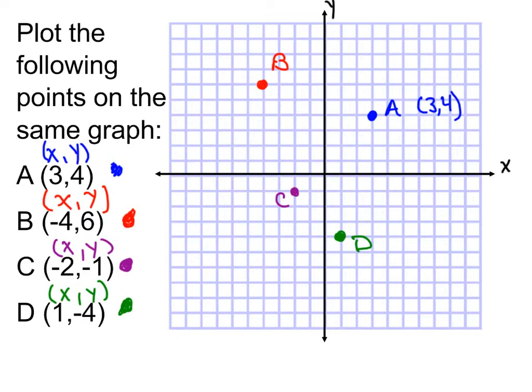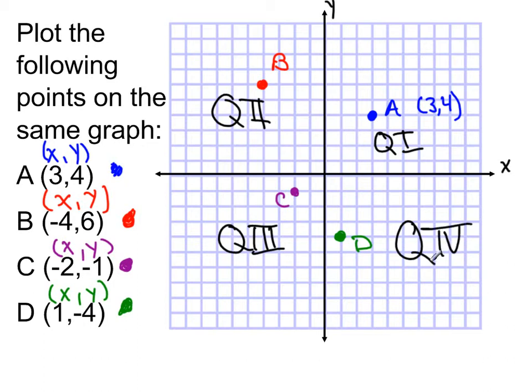Alright, so let's just play a little bit of trivia. A, what quadrant is it in? Yep, quadrant 1. And let's see, I like C now. What quadrant is C in? Well, both coordinates are negative, so it must be in quadrant 3. How about B? Well, X is negative, Y is positive, so it's in quadrant 2. And then, last but not least, this one has to be in quadrant 4.